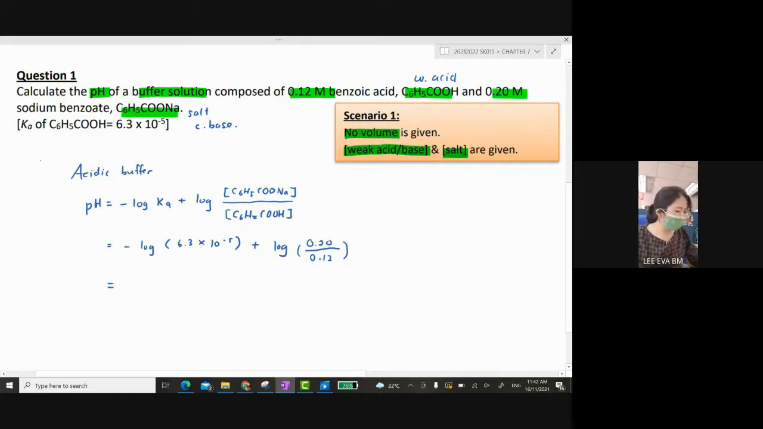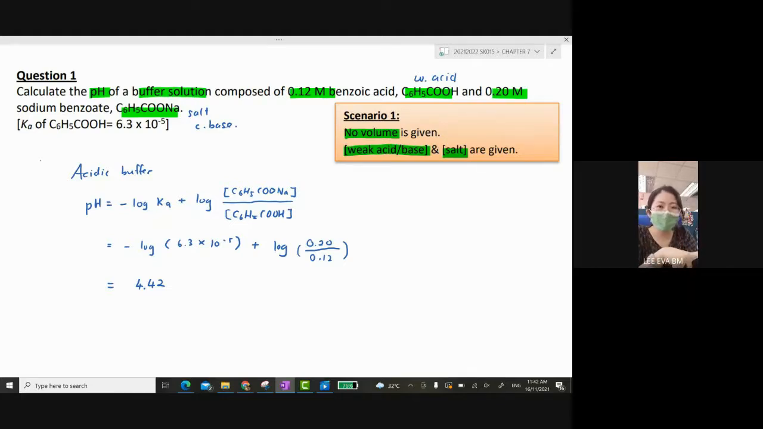Okay, try to calculate your pH value. 4.42. 4.42. How about the others? Do you get the same value? Yes, madam, got it. Please learn to calculate. Your calculation must be done properly. Try how to enter the value of Ka, how to enter the log, how to key in the value of the fraction.